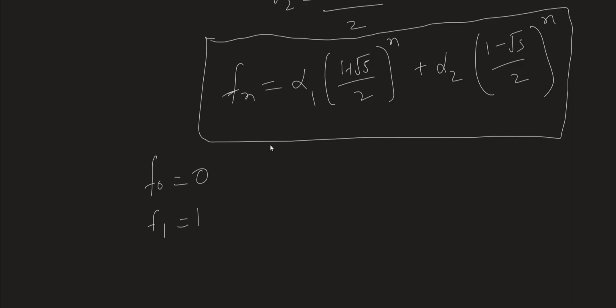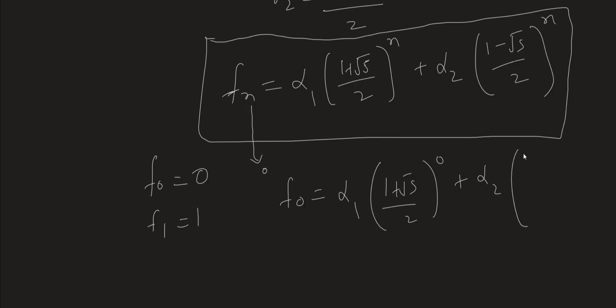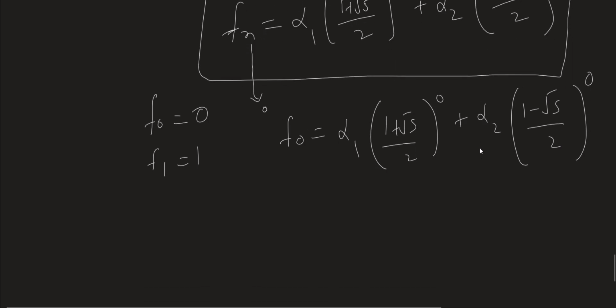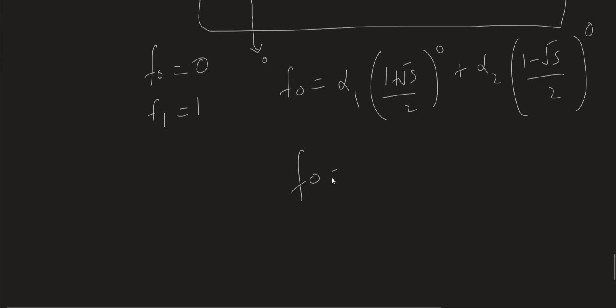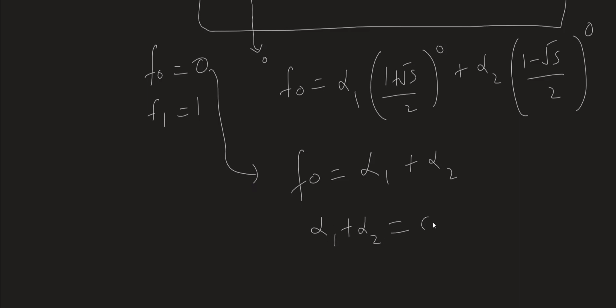So if n in this case is equal to 0, what we'll get is f0 is equal to alpha 1 times (1 plus root 5 by 2) raised power 0 plus alpha 2 times (1 minus root 5 by 2) raised power 0. And we know that anything raised power 0 is 1, so f0 is equal to alpha 1 times 1 plus alpha 2 times 1, which is alpha 1 plus alpha 2. And at the same time, we know that f0 is equal to 0, which is given to us. So you can say alpha 1 plus alpha 2 is equal to 0.